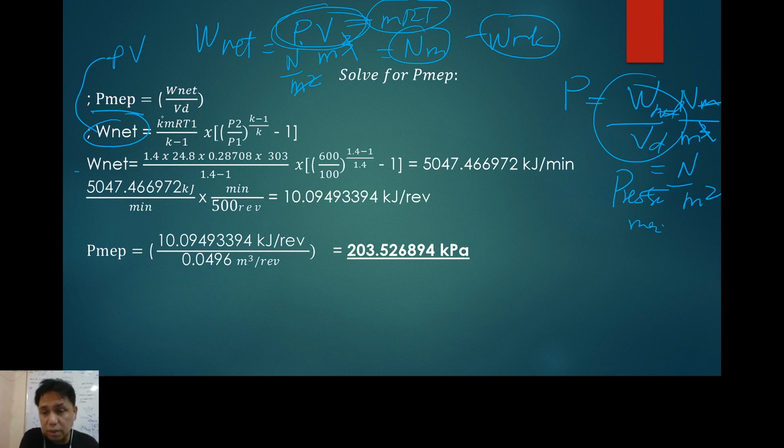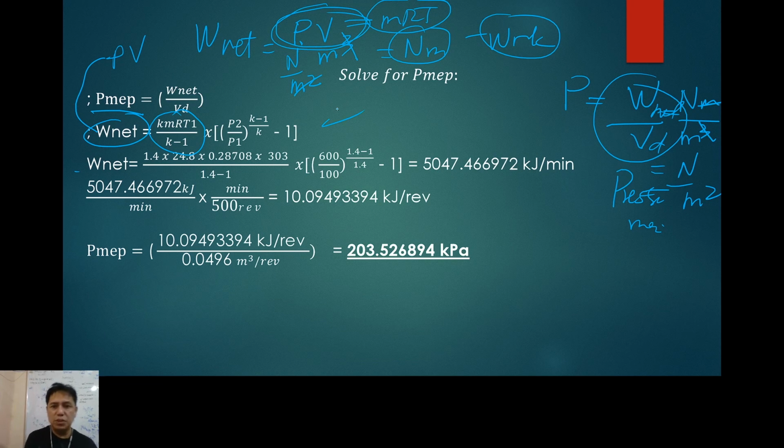So MRT, this is the work net. We are talking of the condition in one, P1, and this one is K minus 1 over K, because it's isentropic. Then this one is the pressure, P2 over P1, to the K minus 1 over K, minus 1. So this is pretty much the formula. We have to substitute values so that we can get the work net.